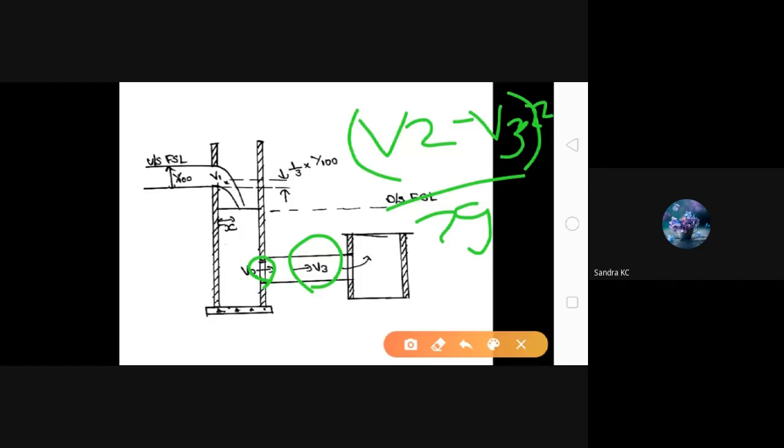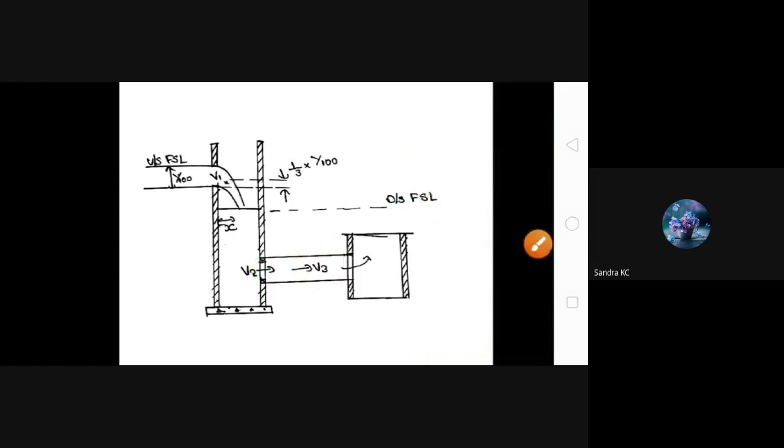Okay, then we move on to next head loss, that is head loss in pipe length.